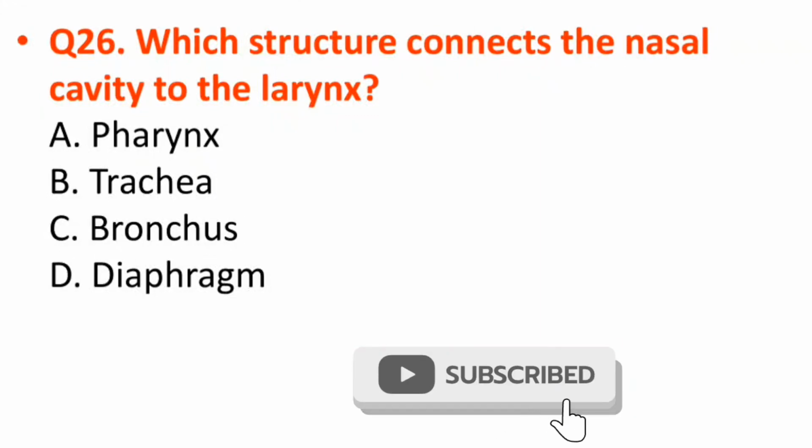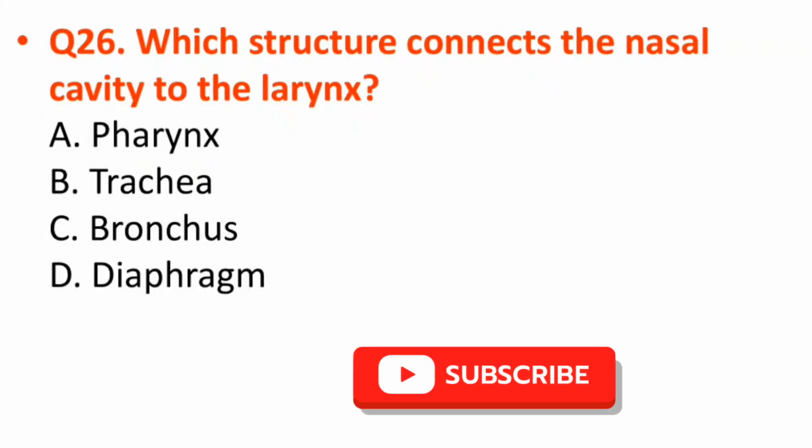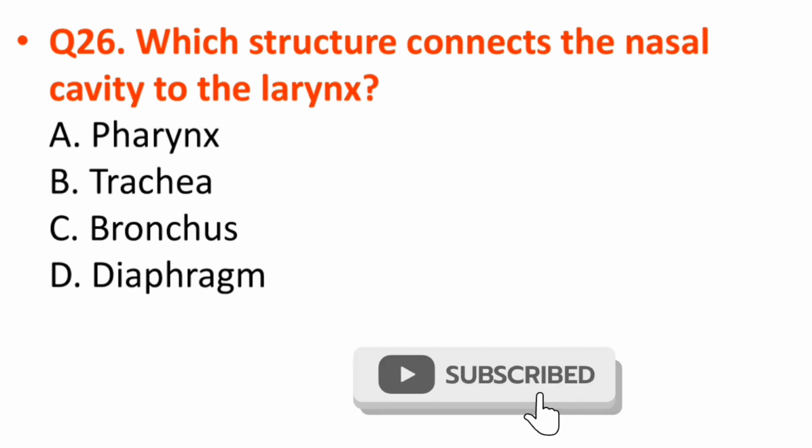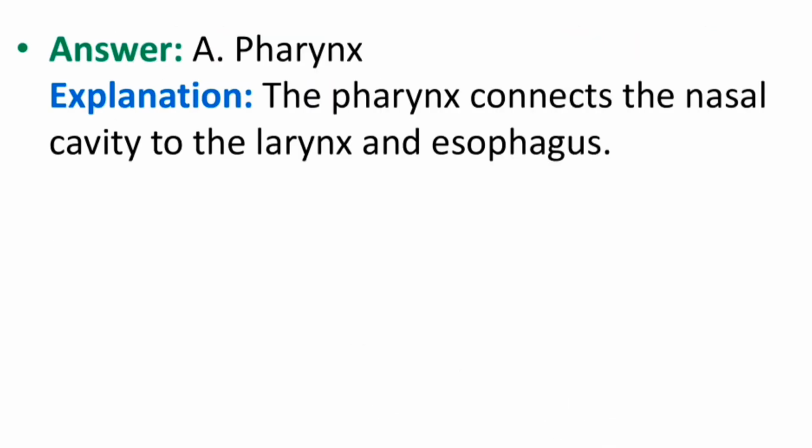Which structure connects the nasal cavity to the larynx? Option A pharynx, option B trachea, option C bronchus, option D diaphragm. The correct answer is option A pharynx. The pharynx connects the nasal cavity to the larynx and esophagus.